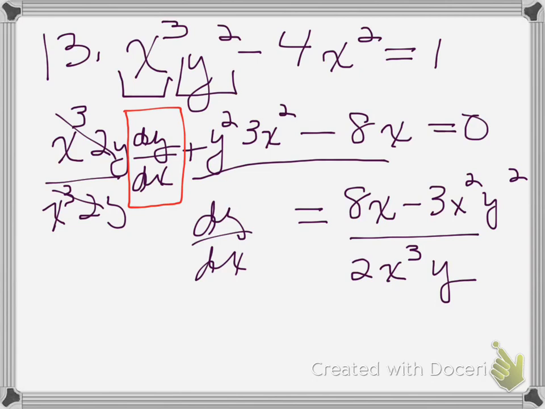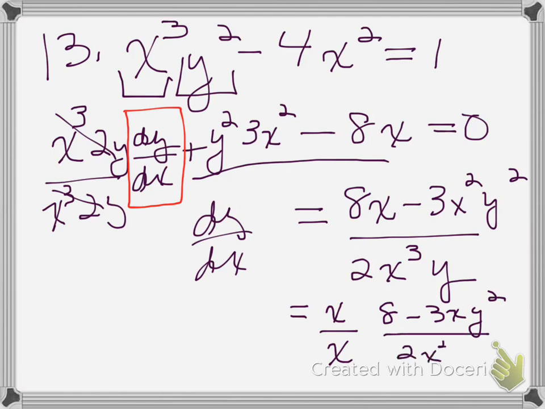It looks like I could get rid of one x from both the numerator and the denominator. So look what I can do. I can factor out an x in the numerator and an x in the denominator. Doing that gives me (8 minus 3x y squared) over 2x squared times y. Those x's cancel. dy/dx, that's my best answer.